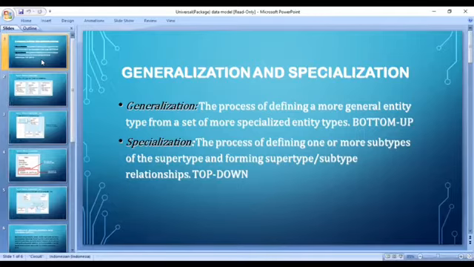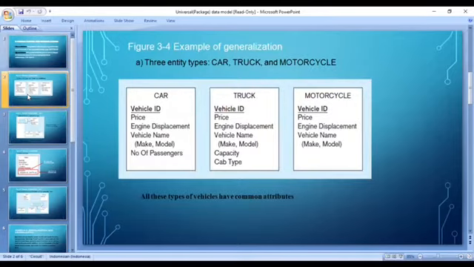I will show you an example of generalization. As we can see in figure 3.4, there are three entity types, which are car, truck, and motorcycle. These three entity types have common attributes, such as vehicle ID, price, engine displacement, and vehicle name. This suggests that each of the three entity types is a version of a more general entity type.